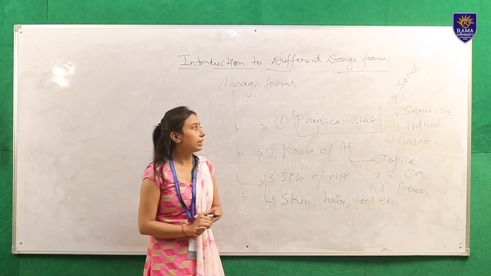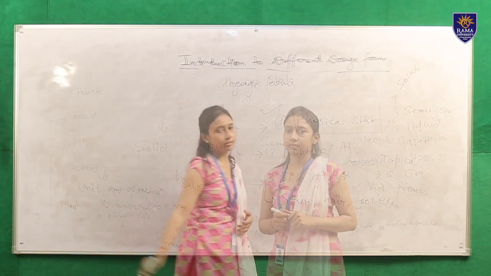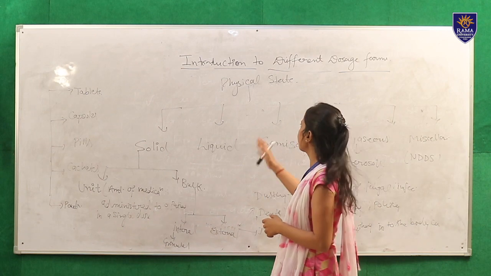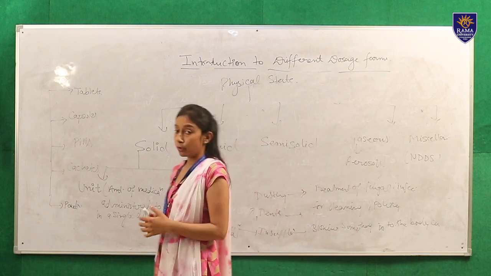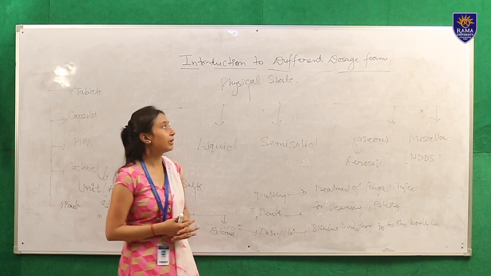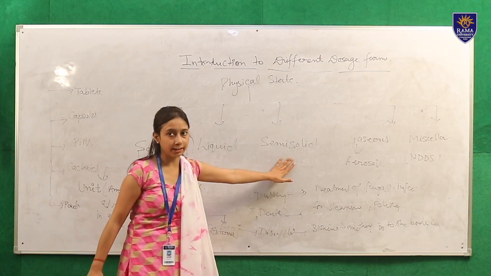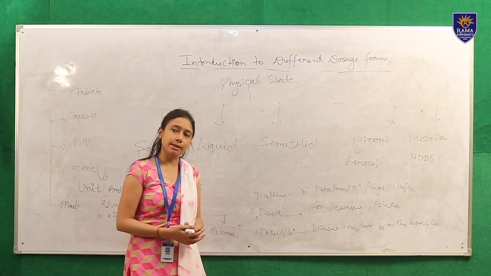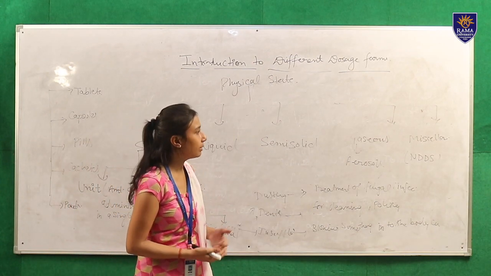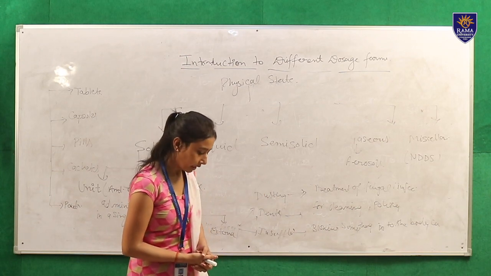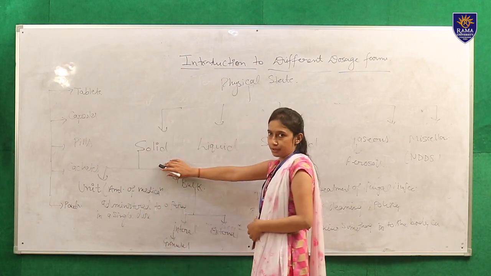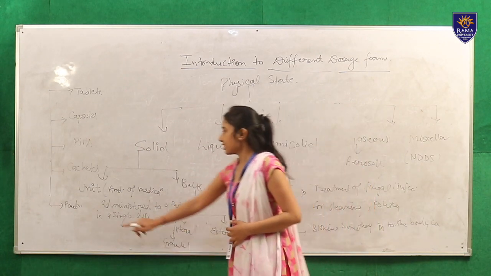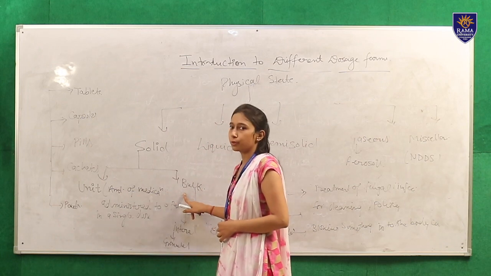Now proceeding with the first type, that is the physical state. We consider the classification on the basis of their physical state. According to the physical state, dosage forms can be classified mainly into these categories: first is solid dosage form, second is liquid dosage form, third is semi-solid dosage form, fourth is gaseous dosage form, and last is miscellaneous dosage form. Starting with the solid dosage form, it has been divided into two main categories: first is unit dosage form and second is bulk dosage form.